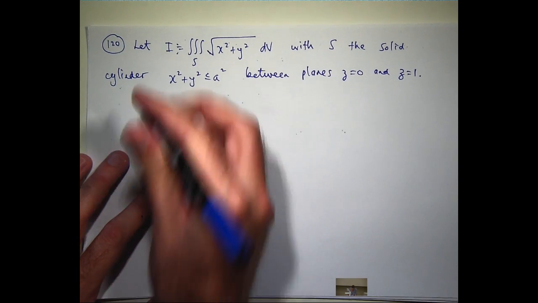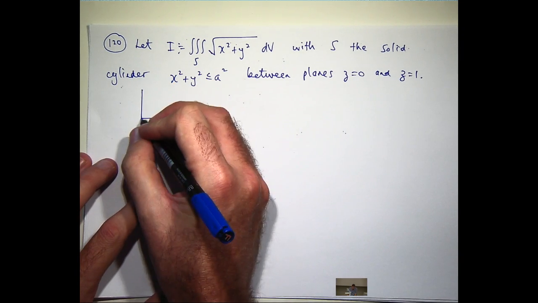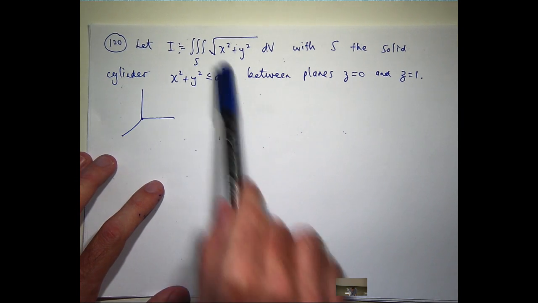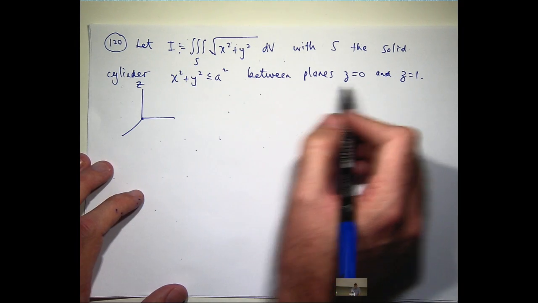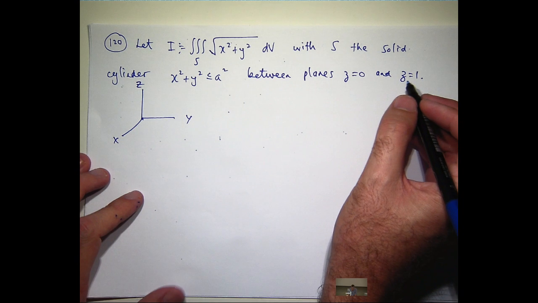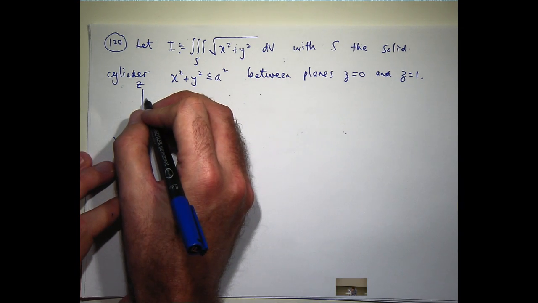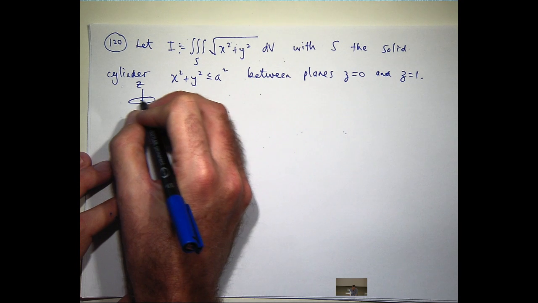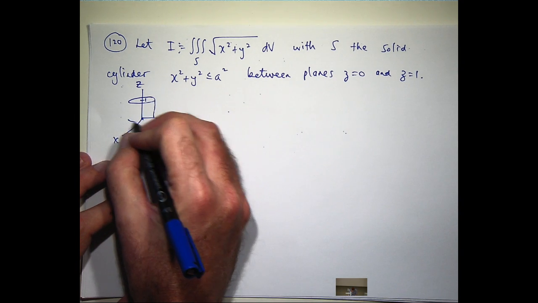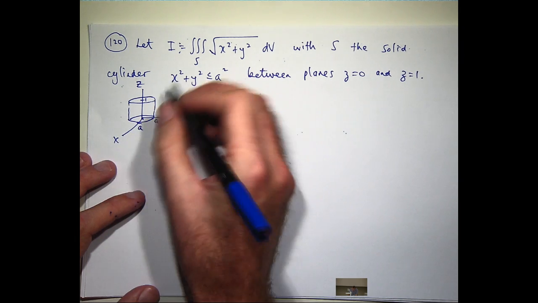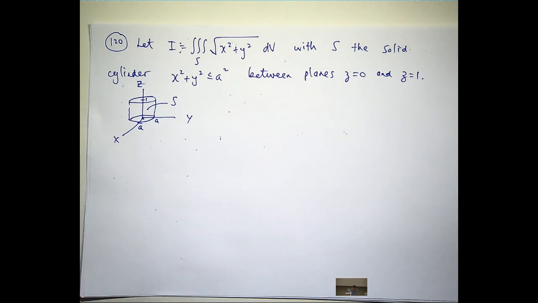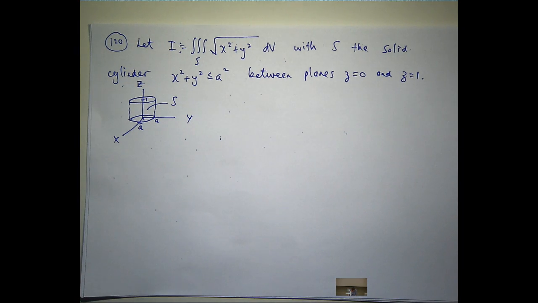Okay, so let's draw a picture and see what's what. This is going to be some sort of cylinder wrapped around the z-axis. And we know it's bounded below by the xy plane and above by the constant plane z equals 1. So if that's 1, it's going to be something like this. This is going to be a, this is going to be a. Now, as the name suggests, cylindrical coordinates are helpful for cylindrical shaped regions.